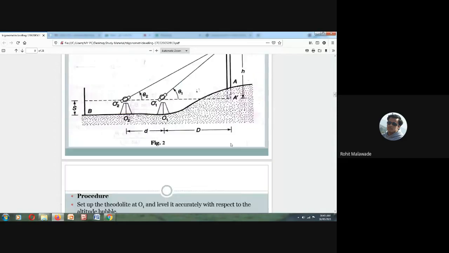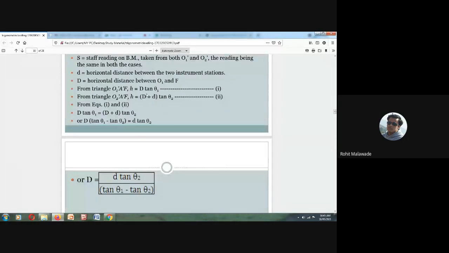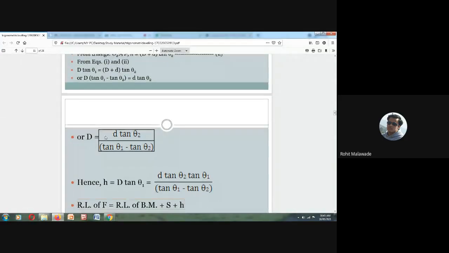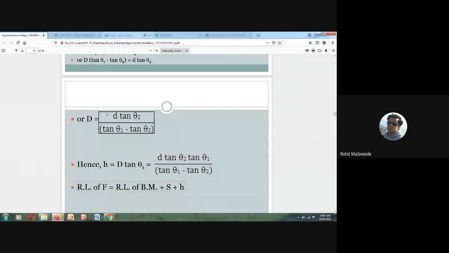That is, you can calculate it by d plus D tan theta 2. You already know it. So D tan theta 1 is equal to small d plus bigger capital D into tan theta 2, divided by tan theta 1 minus tan theta 2. This is how you can calculate the distance between O1 and the point F: d tan theta 2 divided by tan theta 1 minus tan theta 2.